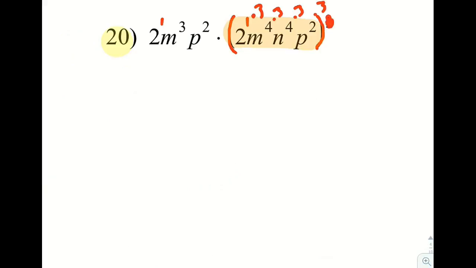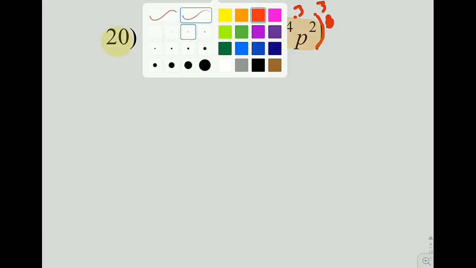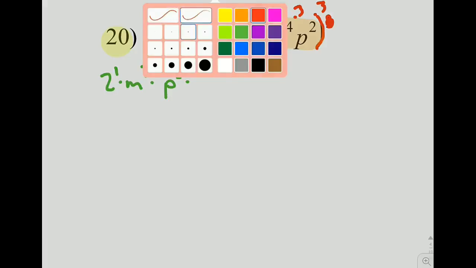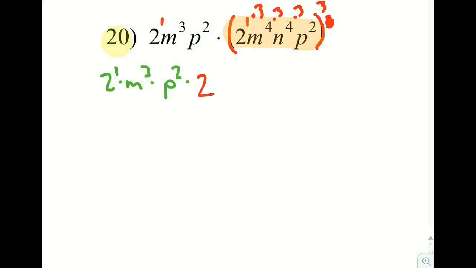And when we do that, I'm going to rewrite the whole problem over. So out here I have 2 to the 1 times m to the 3rd times p to the 2nd. You'll notice I'm inserting those times symbols again, just because it helps me see it better. Then I have 2 to the 1 times 3, which is 2 to the 3. I have m to the 4 times 3, which is m to the 12th. N to the 4 times 3, so n to the 12th. And p to the 2 times 3, which is p to the 6th.